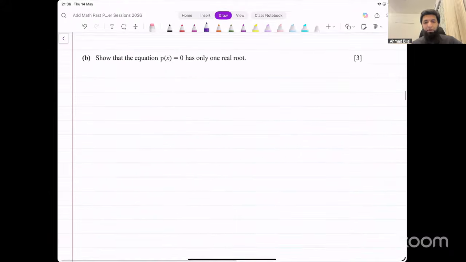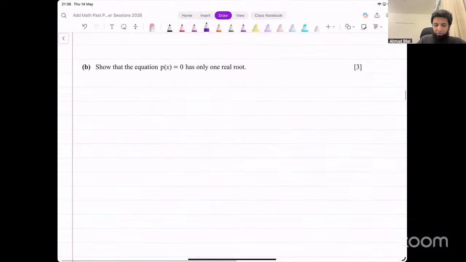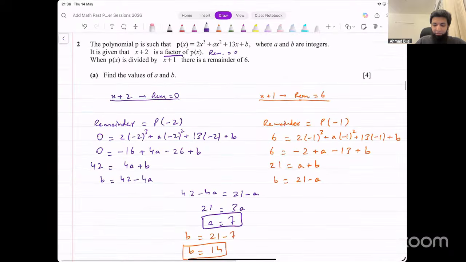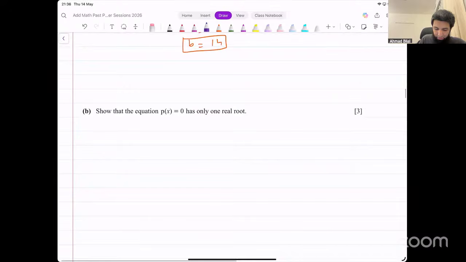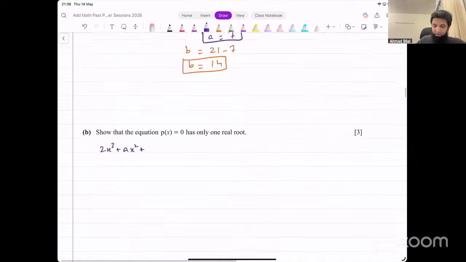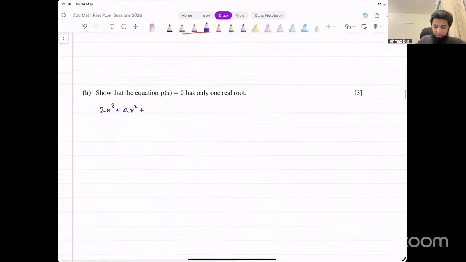You can do long division. You can use synthetic division. You can use the comparing coefficients method, any method that you're comfortable with, that will work. Now, let's do long division because that's something that everybody knows. So I'll just do that. 2x cubed plus ax squared plus 13x plus b. That's the polynomial, right?